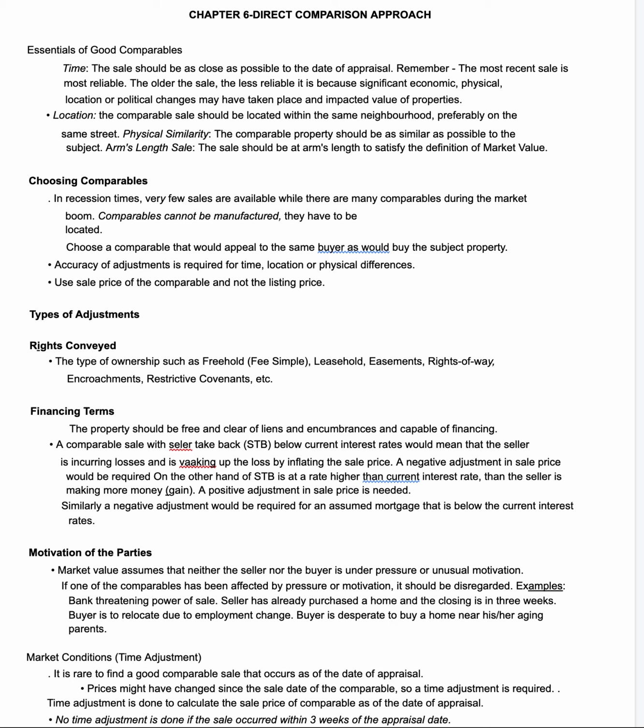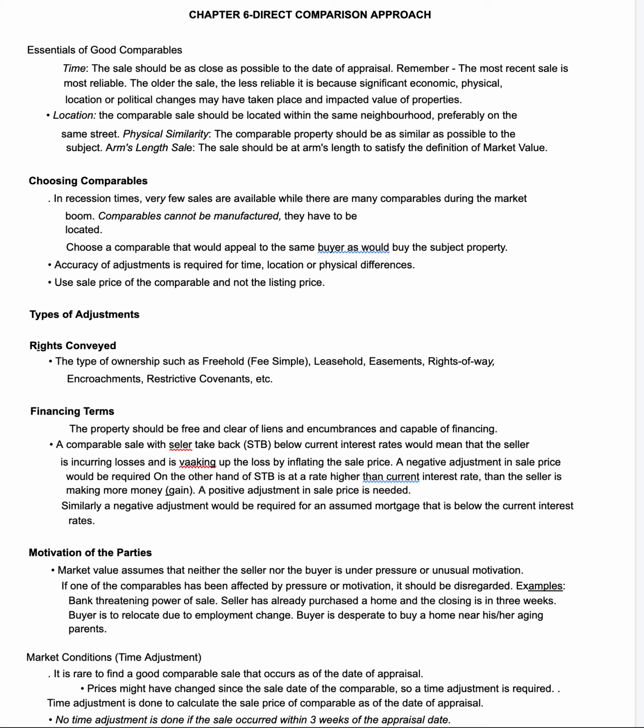The following circumstances are examples of scenarios where undue pressure or motivation may be suspected. The sellers are under financial pressure with the bank threatening power of sale. The seller is motivated within 3 weeks of the property being listed. The buyer has been relocated by his or her employer and only has time to spend 3 days looking at houses. The buyer is desperate to buy a house next to his elderly parents. The seller has already bought a house which is closing in 4 weeks. The buyer has already sold a house which is closing in 3 weeks. Adjustments for undue pressure or unusual motivation are very difficult to quantify and support. Therefore, if you feel that a comparable selling price has been affected by pressure or motivation, the best recommendation is that you discard it and look at an alternative sale.